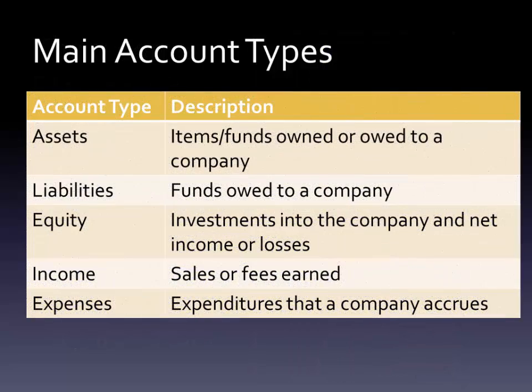We have some basic account types. This is all that basic accounting information, just so we're familiar with the vernacular or the terms. We have assets, we have liabilities, we have equity, we have income, and we have expenses. Those are the 5 basic account types. So assets, liabilities, equity, income, and expenses.